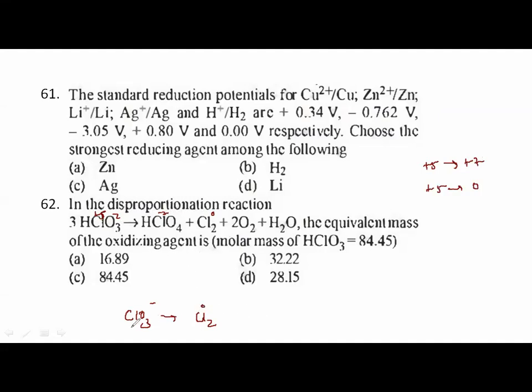So X minus 6 equals minus 1, giving plus 5 here, and 0 here. Now, what is the equivalent mass? Equivalent mass is equal to molecular mass divided by the oxidation number, or the number of electrons lost or gained. Equivalent mass of the chlorate ion is 84.45 divided by 5. Solve it out and you will get 16.89. So the correct option is option A. You have to first identify which is oxidizing and which is reducing.